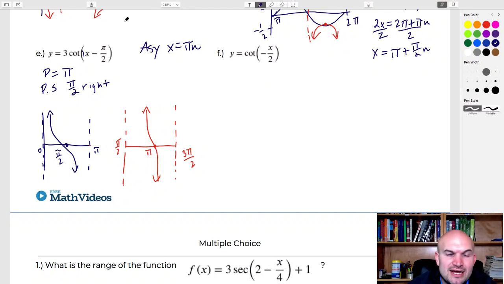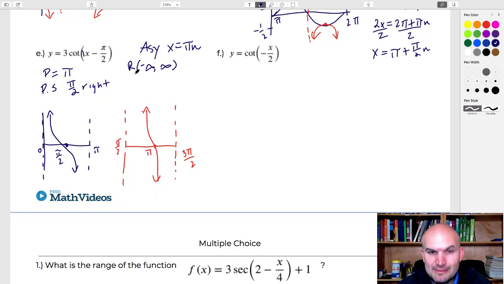The nice thing about at least the cotangent graph is the range is really easy. You can see that the graph continues indefinitely in the positive and negative direction, so it's all real numbers. And again, I'm going to kind of make this simple.